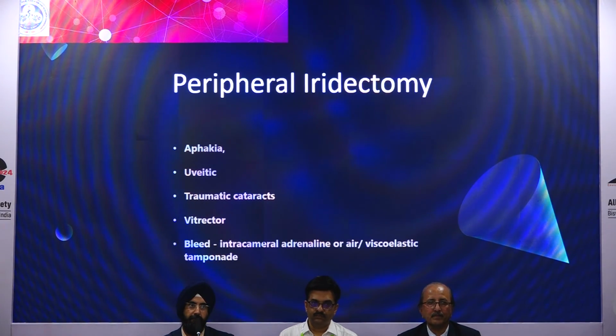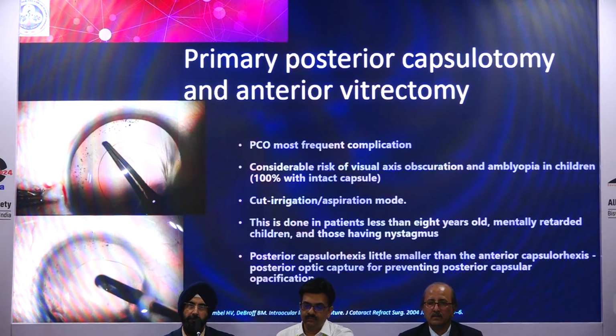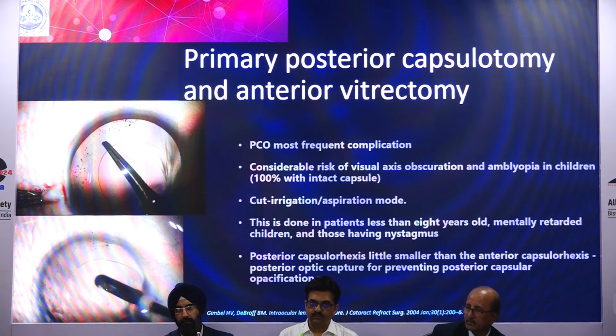It can be done with a vitrector, and if there is bleeding, we should give air tamponade or viscoelastic tamponade. Then primary posterior capsulotomy and anterior vitrectomy can be done, as PCO is the most frequent complication. So we do it in the cut IA mode of the cutter, and if we don't do it, then it leads to a 100% PCO rate in children.